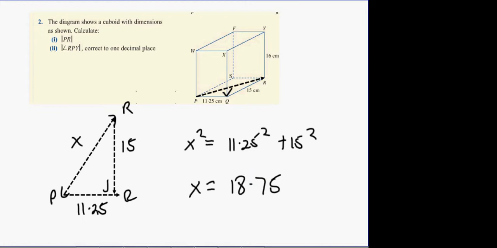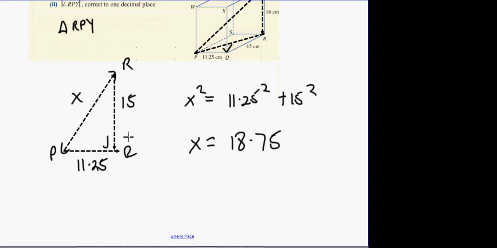Now, what's not easy is this. What they want you to do next is they want you to look at RPY. Now, RPY belongs to the triangle RPY. Now, if I draw this in a different colour, actually, I'll do it in black as well. R to P to Y. R goes to P goes to Y goes back down to R. Okay? Now, what I'm next going to do then is I'm going to translate that down here.